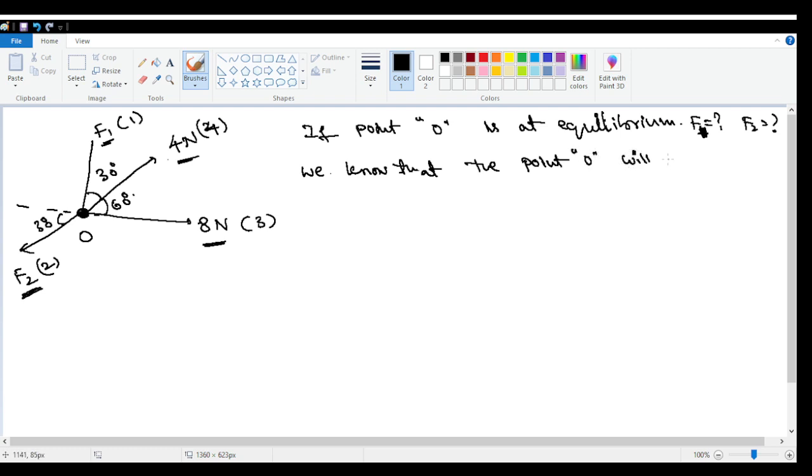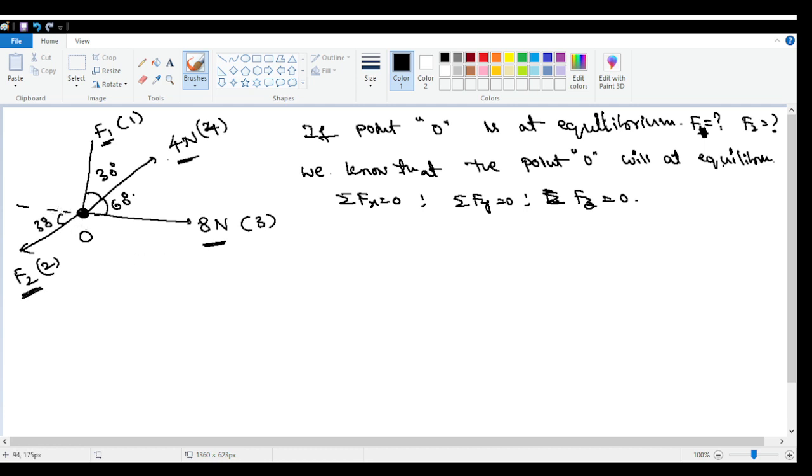will be at equilibrium. The point will be at equilibrium if sigma F of x is equal to 0, sigma F of y is equal to 0, sigma F of z is equal to 0, then only the point must be in equilibrium. So, the sum of all forces acting along the x direction must be 0, the sum of the forces acting along the y direction must be 0, then only the point will be in equilibrium. This concept we discussed just now.